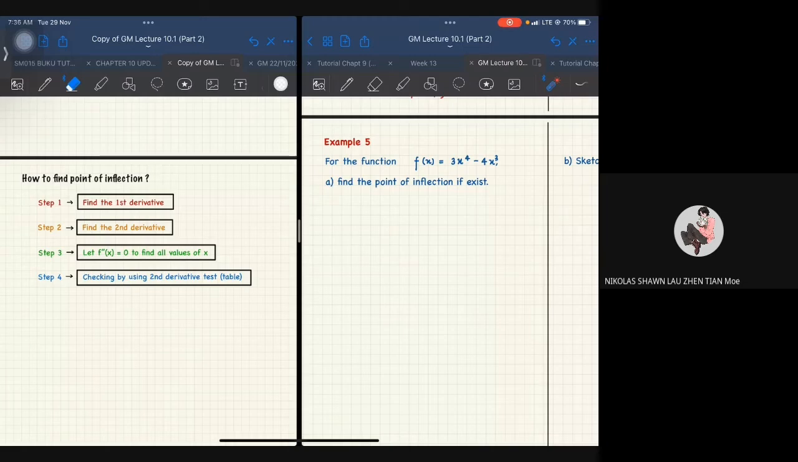Dah siap ke guys? Siapa dah siap cuba angkat tangan? Oh, belum lagi. Do you need more time? If you need more time, can you please raise up your hand.